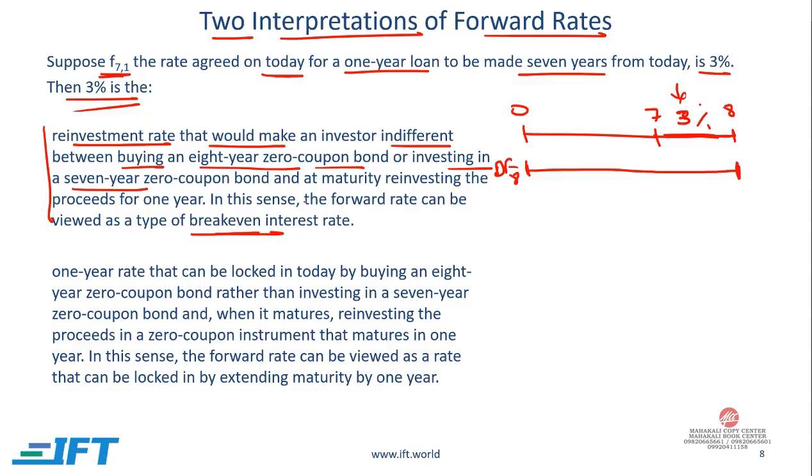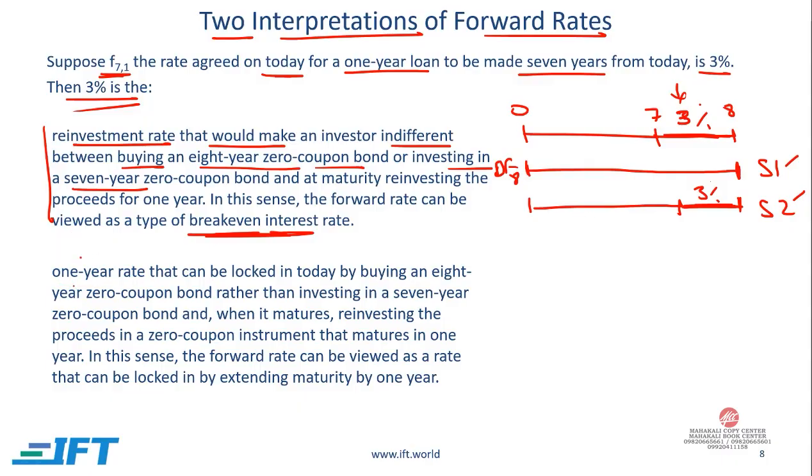The other strategy is that the investor could buy a 7-year bond and then lock in a rate for this 8th year. And we can think of 3% as the rate that would make the investor indifferent between these two strategies. So if this is strategy 1, this is strategy 2, 3% is the rate which would make the investor indifferent between these two strategies. And in that sense, the 3% forward rate can be viewed as a type of break-even interest rate. So it is the rate which makes an investor break even between these two strategies.